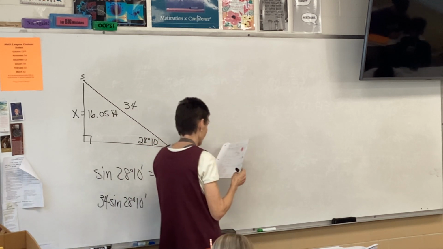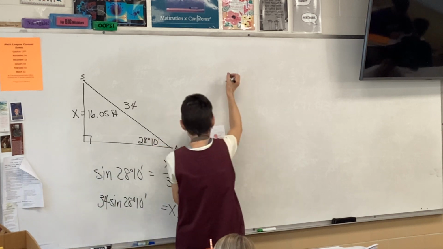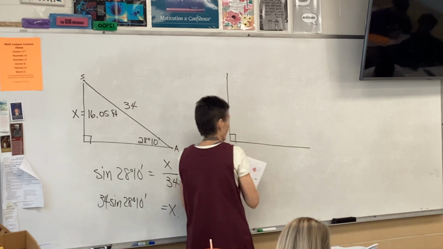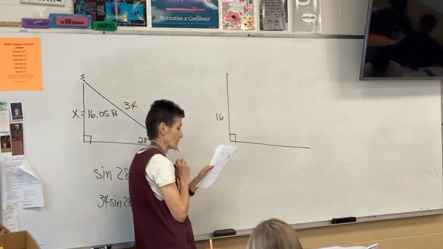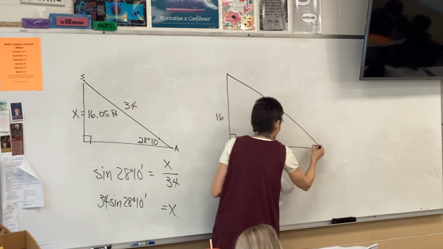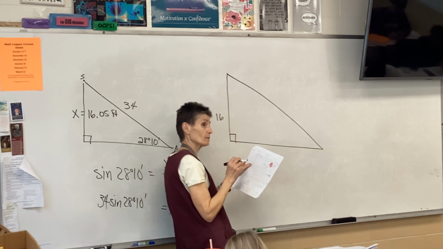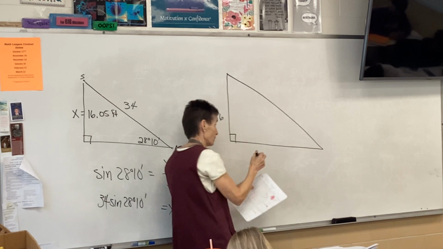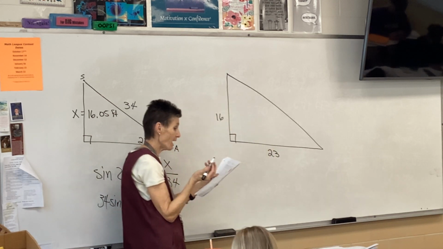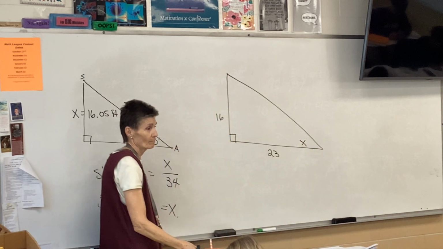Okay, wait. No, no. Number 2. I have a pole that's 16 feet tall. It's casting a shadow that is 23 feet long. Yes, Titus, right there, that's the shadow on the ground. Find the angle of elevation of the sun.